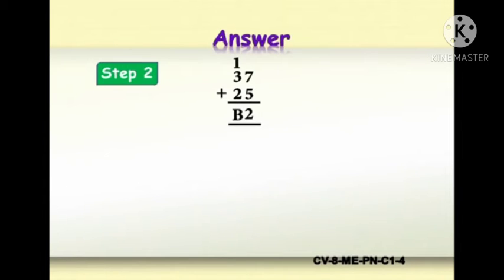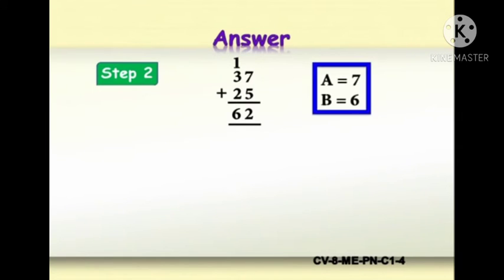Step 2. After replacing A by 7 and adding 37 to 25, we get 62. Hence, what is B here? B is 6. Therefore, A is 7 and B is 6.